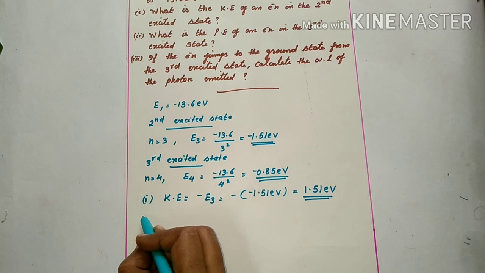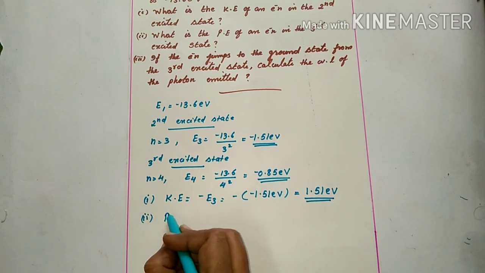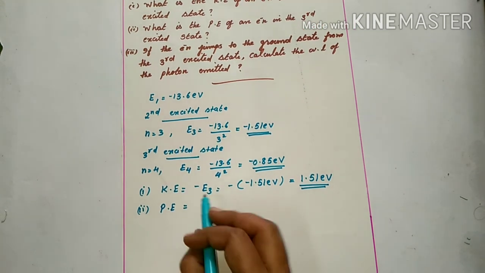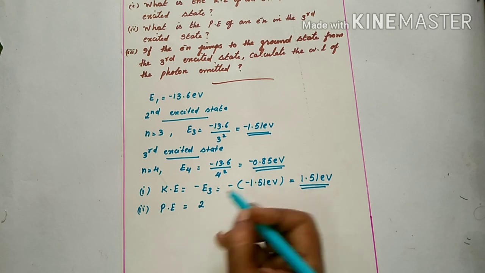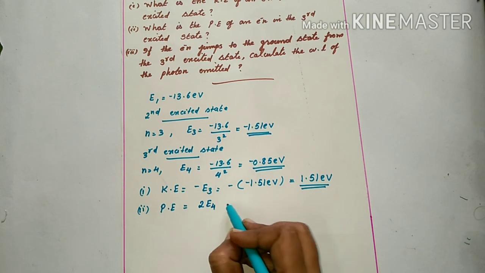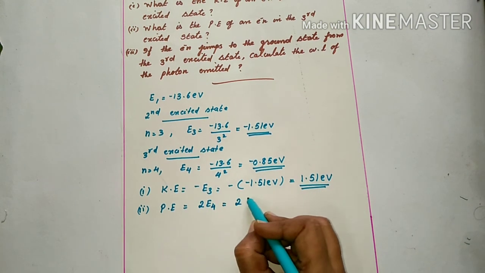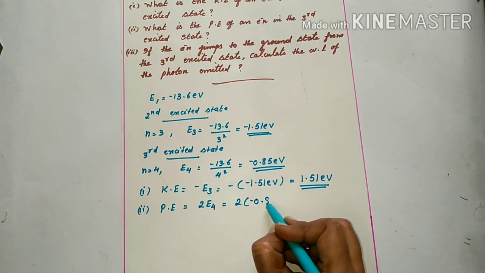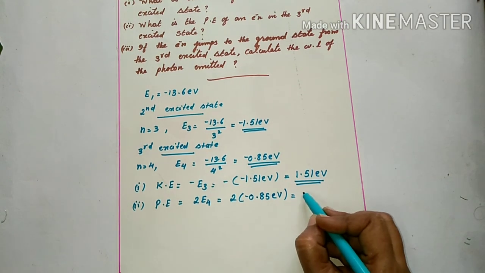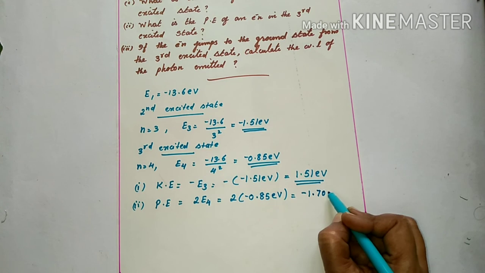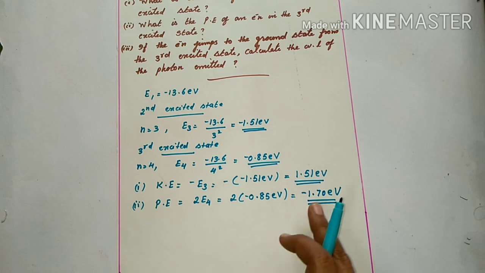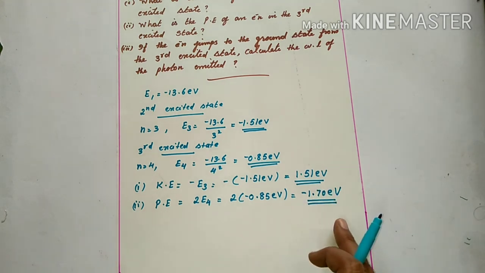Then second part of the question, potential energy of electron in the third excited state. So potential energy equal to 2 into total energy. So what is the total energy in the third excited state? E4. 2 into E4 equal to 2 into minus 0.85 electron volt, that is equal to minus 1.70 electron volt. So these are the kinetic energy and potential energy in the second and third excited state.